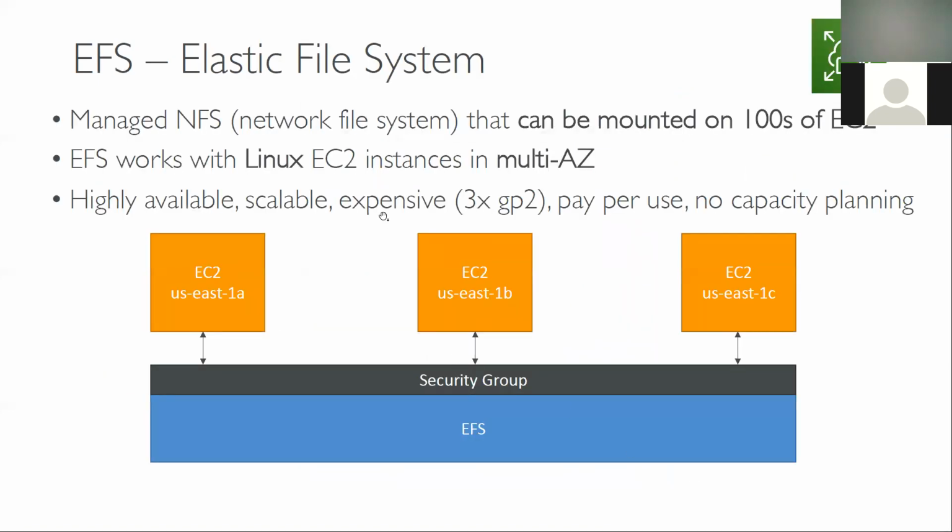Next is the EFS, Elastic File System. EFS is also a network file system that can be mounted on an EC2 instance. Okay? EFS works with Linux, with EC2 instances in multi-AZ. Meaning you can perform high availability; the instance can be transferred to a different AZ. So EFS is highly available, can be scalable, but a bit expensive. It can coexist across different availability zones: Zone A, B, and C.